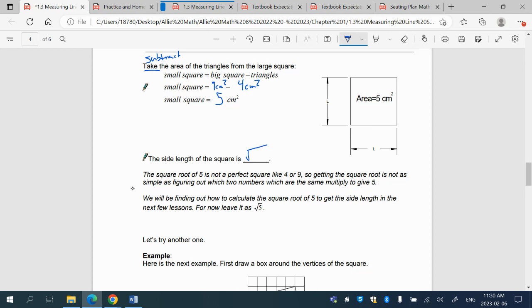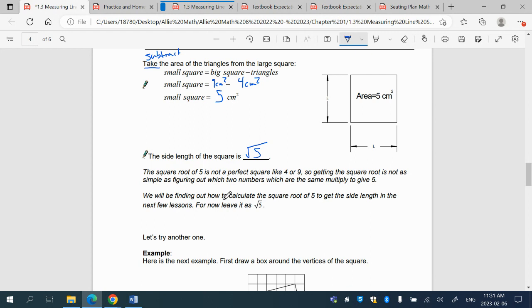It means the side length is the square root of 5. So square root of 5 is not a perfect square like 4 or 7. So getting the square root is not as simple as figuring out which 2 numbers which are the same multiply to give 5. But we're going to figure out how to calculate this later. So let's just leave it as that before.